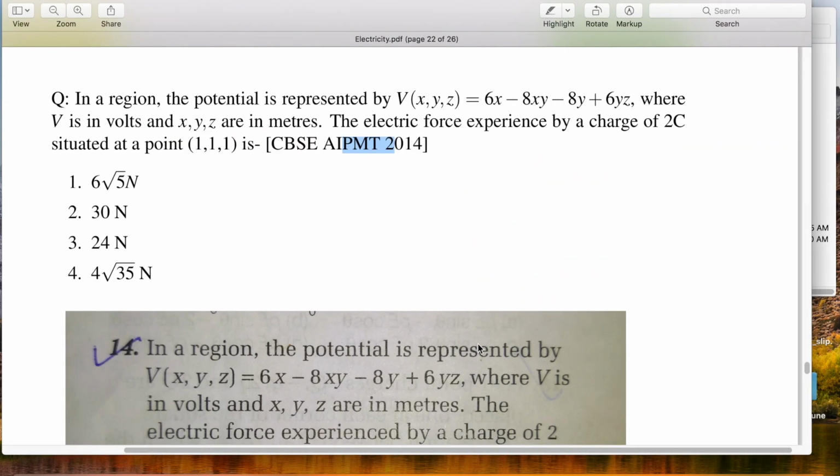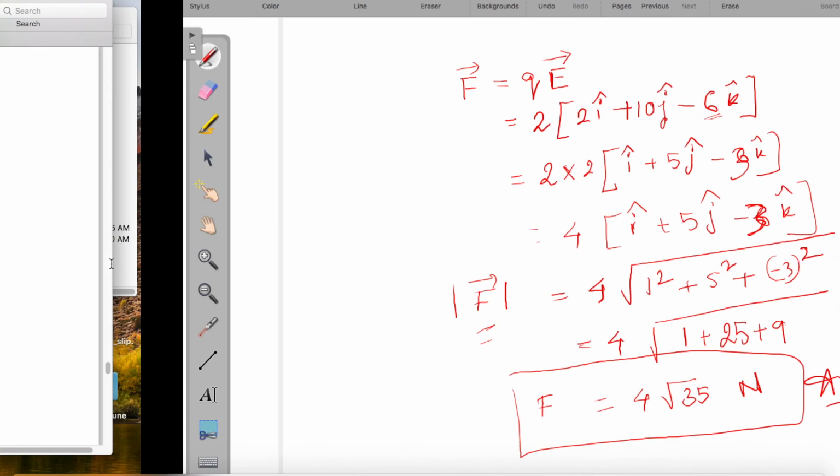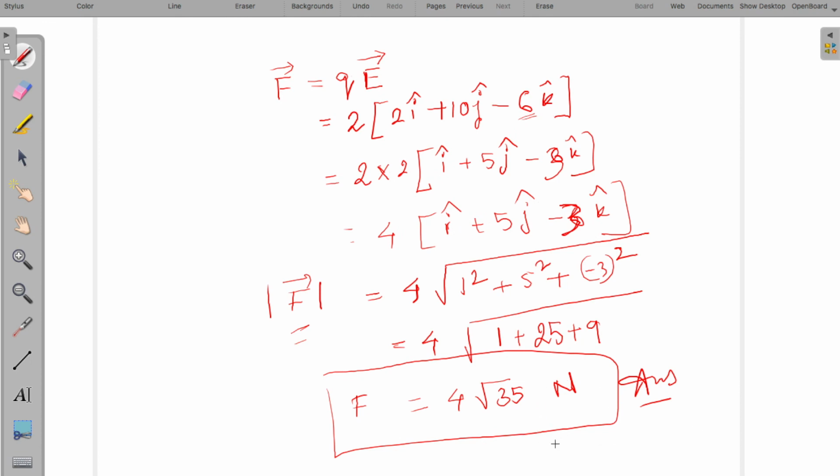So option 4 is matching with our answer, 4 root 35. So option 4 is the correct answer.